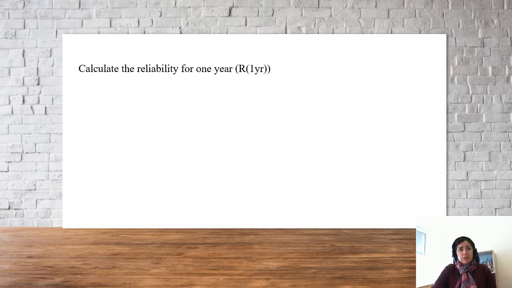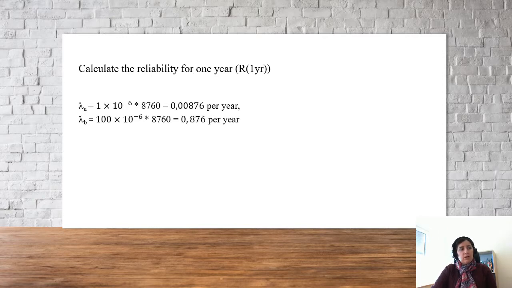In the next section, we were asked to calculate the reliability for 1 year. Here we are dealing with year as the time unit, so we cannot use the previous failure rates in hours, because then it will calculate our reliability in hours. So first we need to change our failure rates from hours to years, and for doing so we multiply the failure rate by the number of hours per year, so it will give us the failure rate per year.